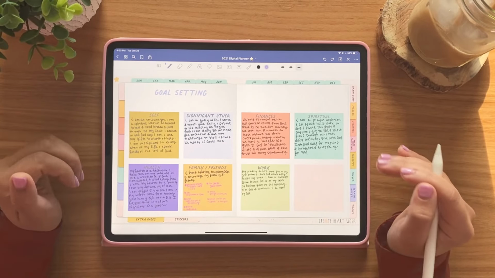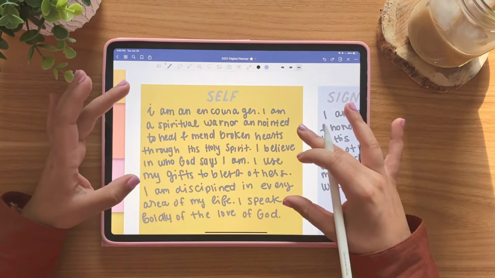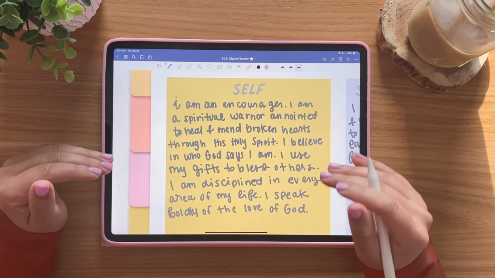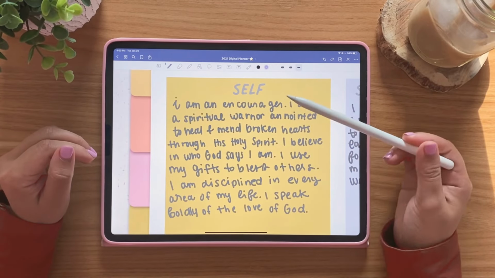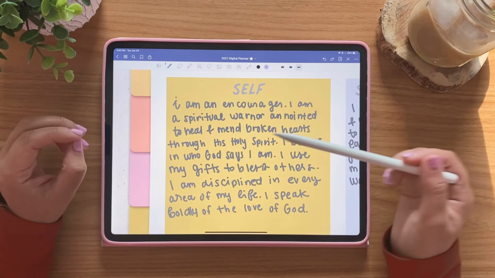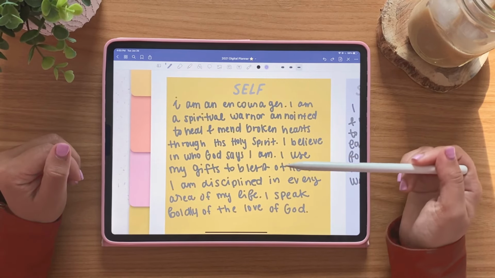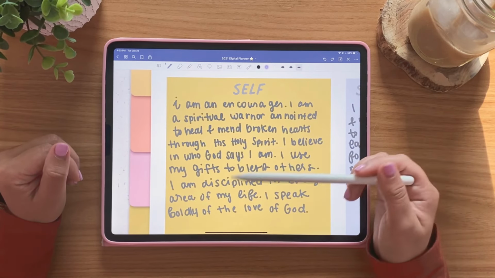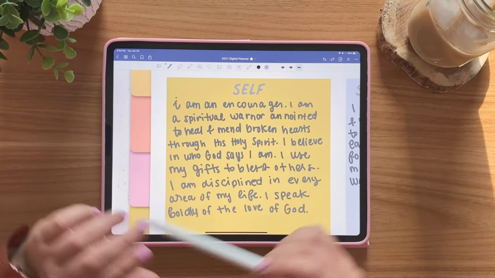Then we have our goal setting. The way that I did this, I'm just going to show you one. So this is myself. I write things as if they are already happening. So I wrote, I am an encourager. I'm a spiritual warrior anointed to heal the brokenhearted through his Holy Spirit. I believe in who God says I am. I use my gifts to bless others. I'm disciplined in every area of my life. I speak boldly of the love of God.